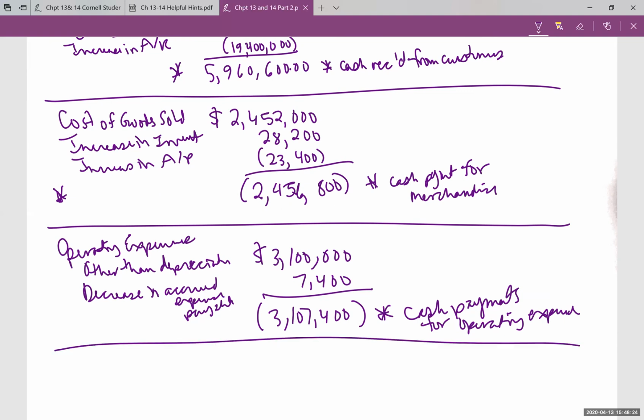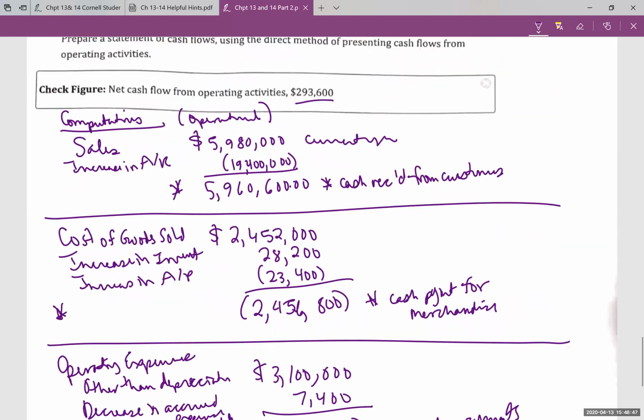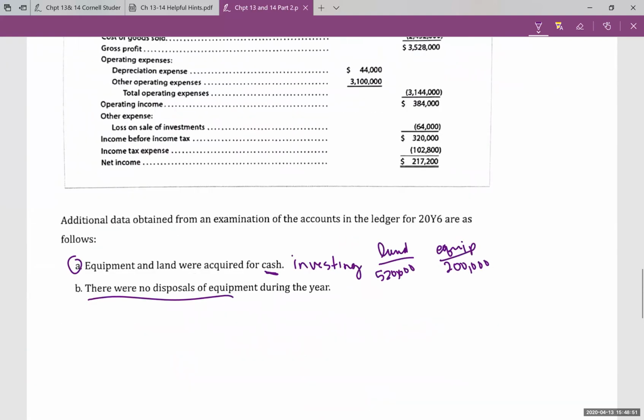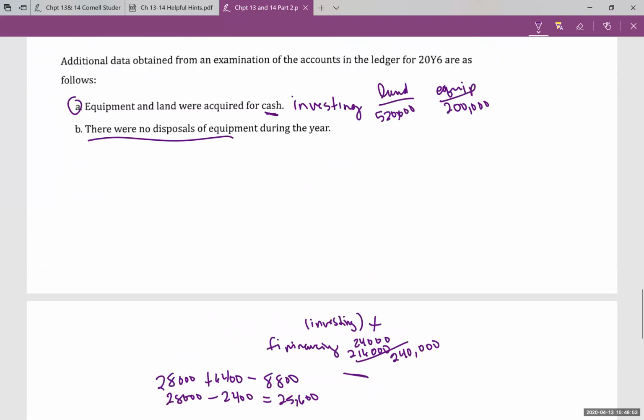And then finally, we had cash payments for taxes. You'll need this number, 102,800. So once you take this information to Cengage, you're going to complete these problems. And this is some of the information that you'll use.